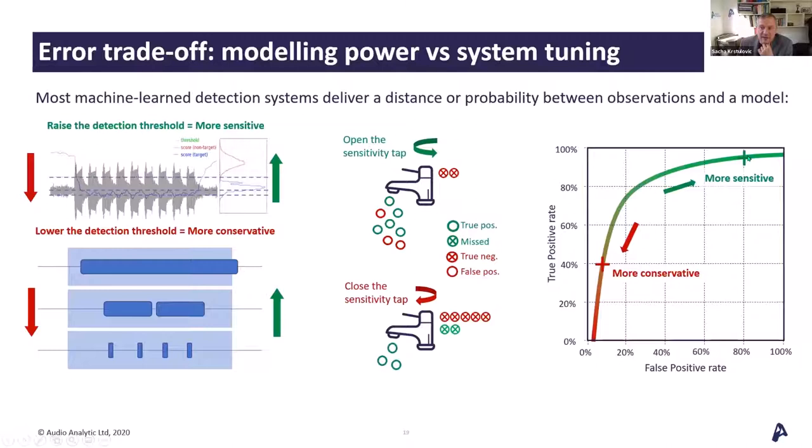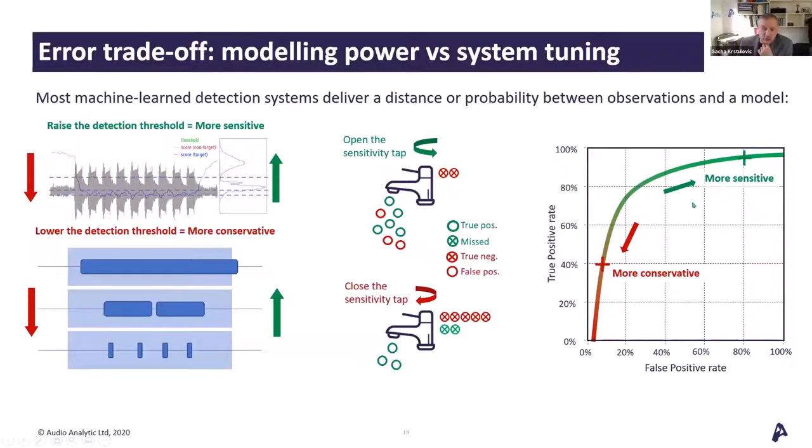So if you have, in that case, a sensitive system, which might detect a lot of your true positives, say 98% true positives, that comes at the cost of having 80% false positives. So if the false positives are the thing that you're trying to optimize, that's not a very good system.